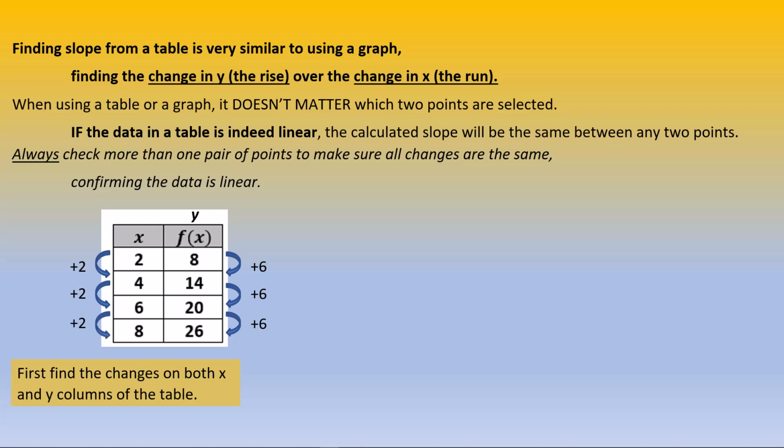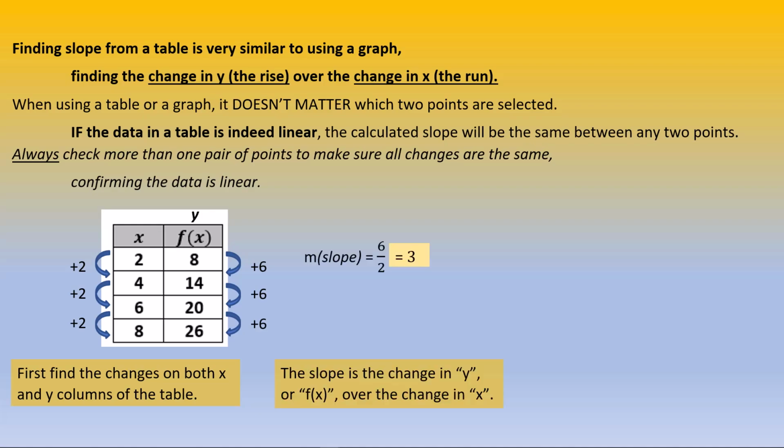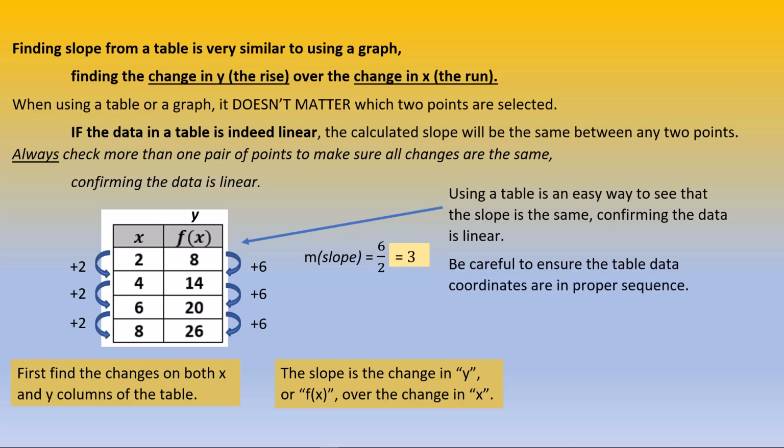Here you see the x changes by 2 each time and the y by 6 each time. The slope is the change in y, or f of x, over the change in x. And in this case, m, the slope, is 6 over 2, which is 3. Using a table is an easy way to see that the slope is the same, confirming the data is linear. Be careful to ensure the table data coordinates are in proper sequence.